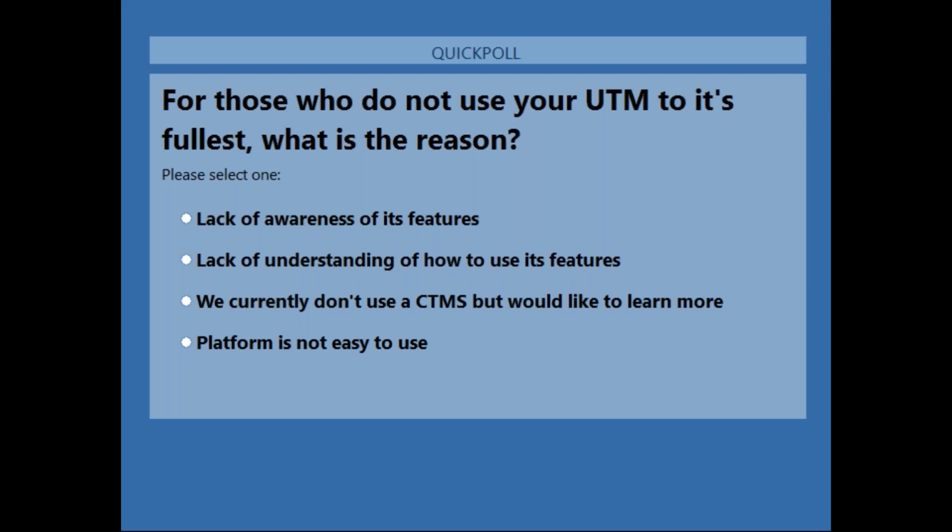This will be the last polling question related to this webinar specifically, and it's based on the utilization. So Simone, you want to do that real quick? Yep, should be up. So the question is, for those of you who do not use your CTMS to its fullest, what is the reason? So the answer is we have up right now our lack of awareness of its features, lack of understanding how to use its features. For those of you who do not use the CTMS, we wanted to include that as well, just as an option for you. And then we have the last one, platform is not easy to use.